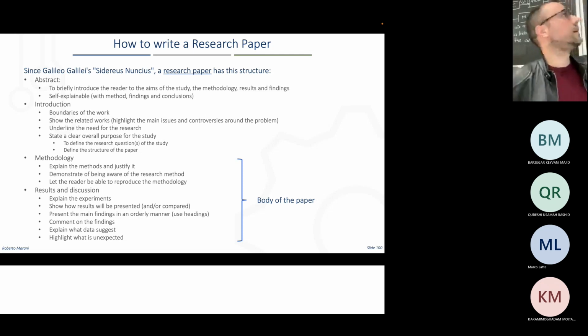Okay, then the introduction with the boundaries of your work, where you are placing your paper, where you are, where you want to go, what you are presenting.